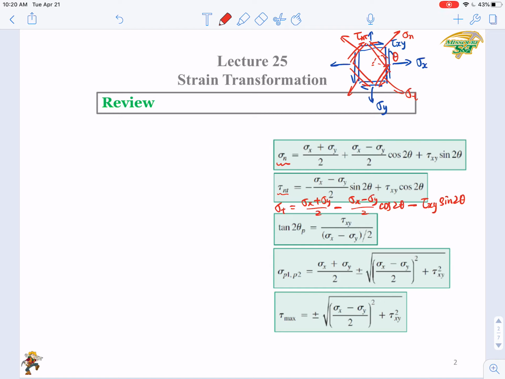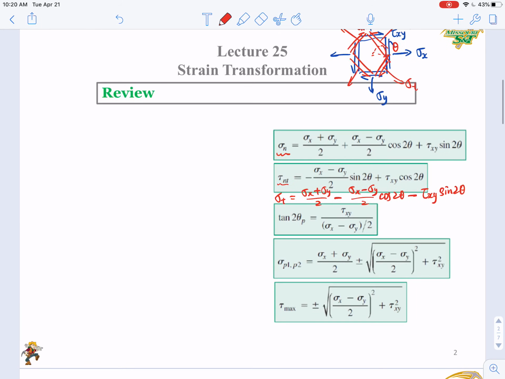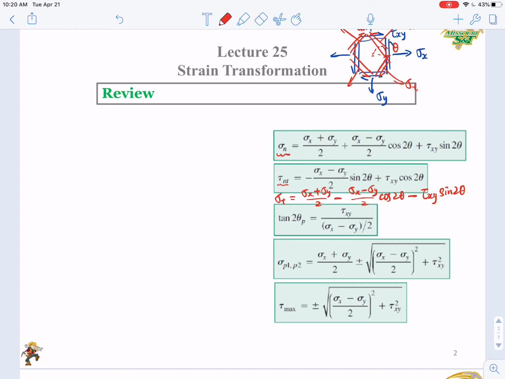Right. And then to find out the maximum normal stresses or the principal stresses, you need to do a rotation of theta p. Right, this theta p can be determined from this equation. It's just tangent 2 times theta p equals tau xy over sigma x minus sigma y over 2. Okay, you can also have the equation here to calculate the values of the two principal stresses, and this is the equation to calculate the tau max.